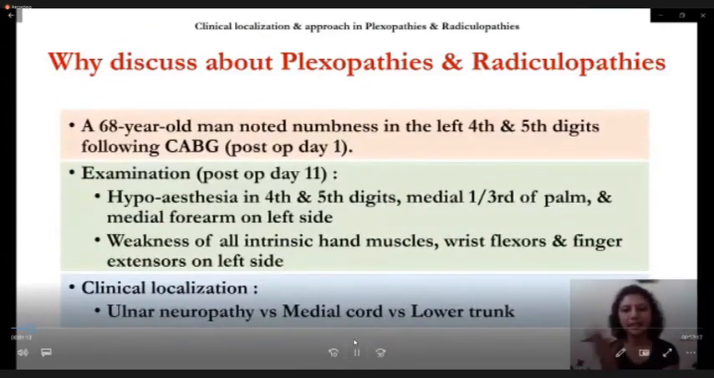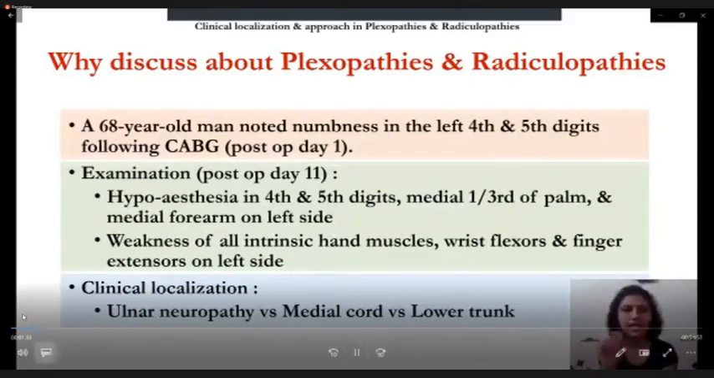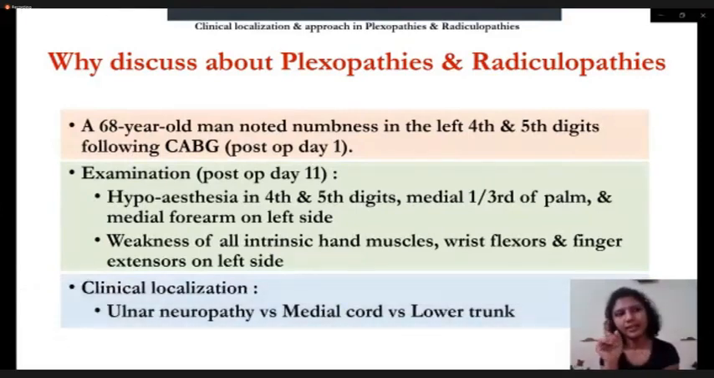For example, consider this case scenario wherein an elderly gentleman presents with numbness of the fourth and fifth digits of the left hand following a CABG procedure. Examination shows reduced sensation of the fourth and fifth digits, the medial one-third of the palm, as well as the medial side of the forearm, along with weakness of the intrinsic hand muscles and the wrist flexors. Now, based on these clinical features, the possible localization could be the ulnar nerve, the medial cord, or the lower trunk. So how do we sort out this problem?